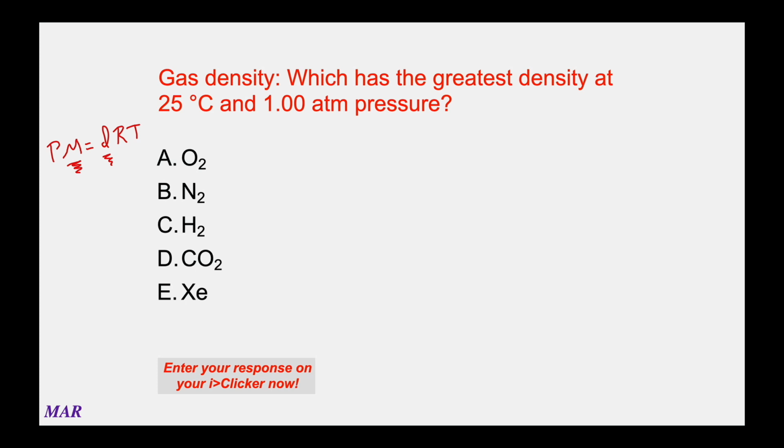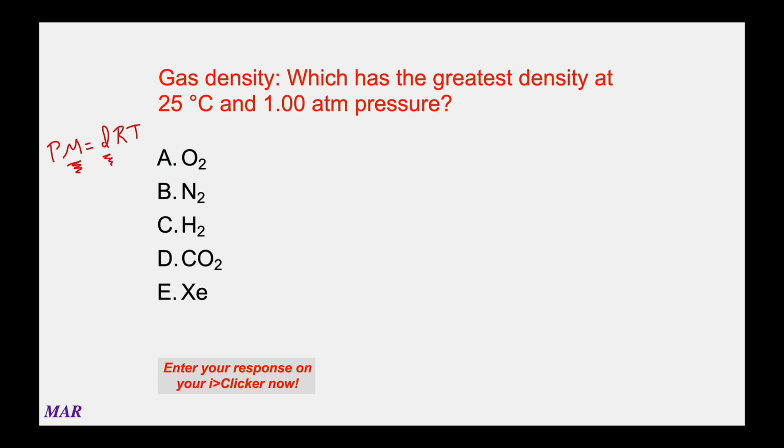So for example, oxygen, O2, has 2 oxygens, so 2 times 16 on the periodic table, about 32 grams per mole. Nitrogen, the next one, has 28 grams per mole, 2 times 14. So we would say that O2 has a bigger density than N2 because it has a bigger molar mass. You can go through that list. H2 is smaller than O2, 2 grams per mole. CO2 is bigger than O2. It's about 44 grams per mole.